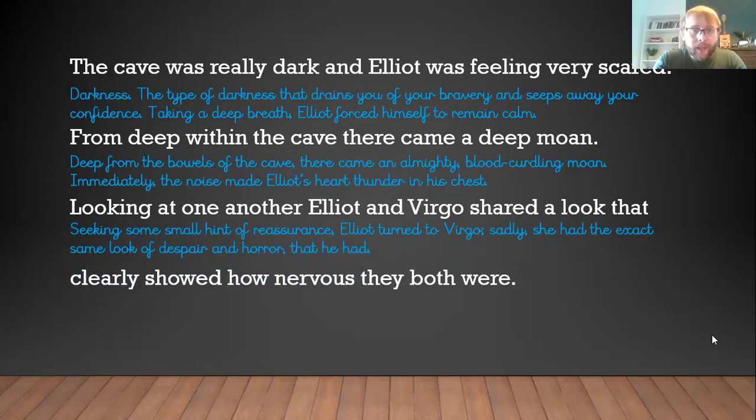Seeking some small hint of reassurance, bit of alliteration at the start there, seeking some small, always nice, seeking some small hint of reassurance, comma, front adverbial, Elliot turned to Virgo. Now that's a main clause, but the next one's going to be connected closely. So semicolon, and then I can go with another main clause. Sadly, comma, front adverbial again, she had the exact same look of despair and horror that he had.